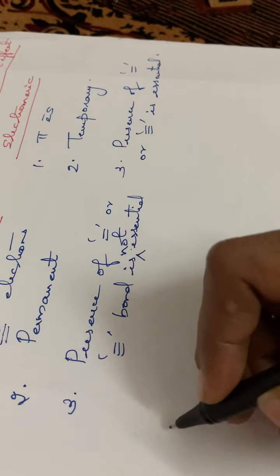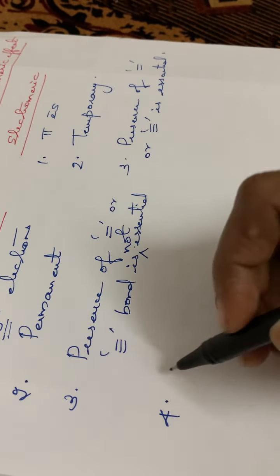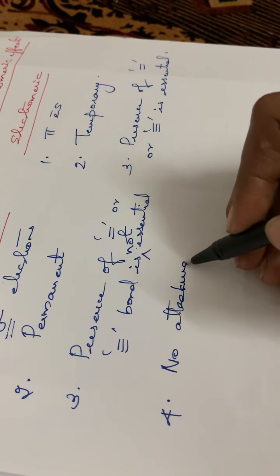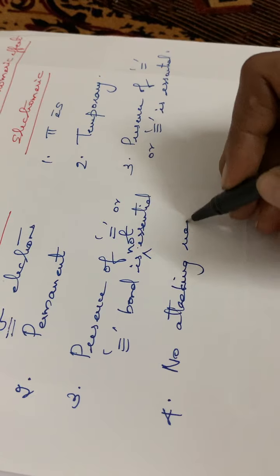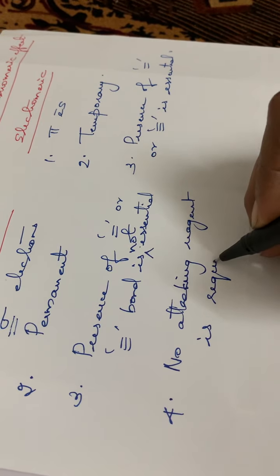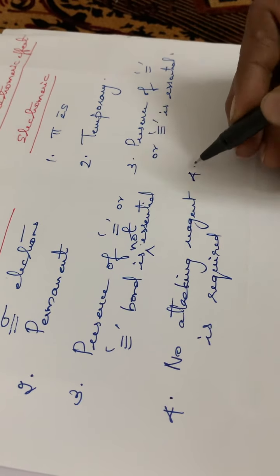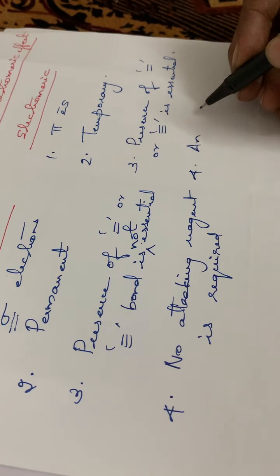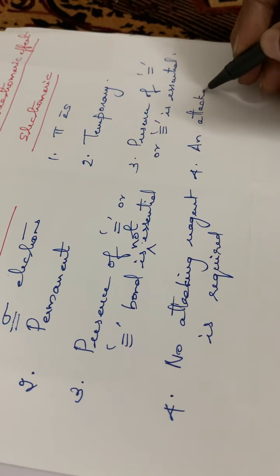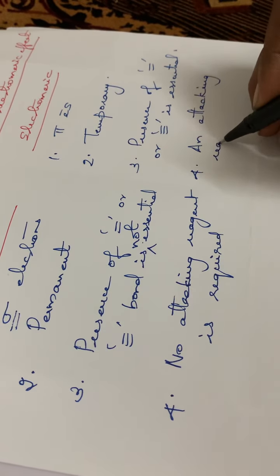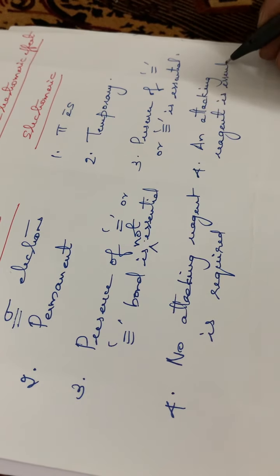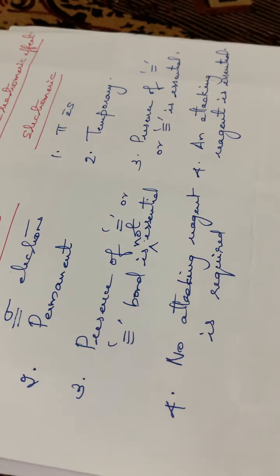Okay. Then the fourth point is that here no attacking reagent is required. That is, an electrophile or a nucleophile is not essential for an inductive effect. No attacking reagent is required, but here an attacking reagent, that is an electrophile or a nucleophile, is essential.